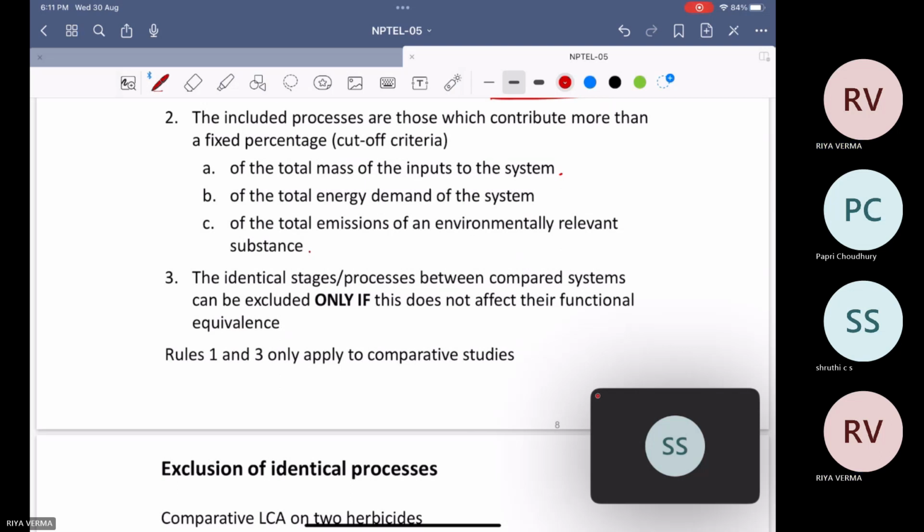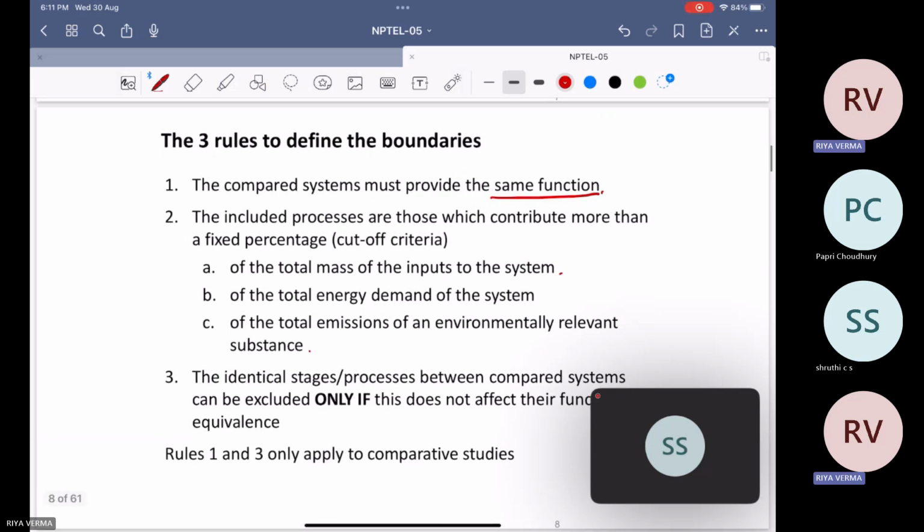So these are the three rules to define the system boundaries, and among these, rules 1 and 3 only apply to the comparative studies.